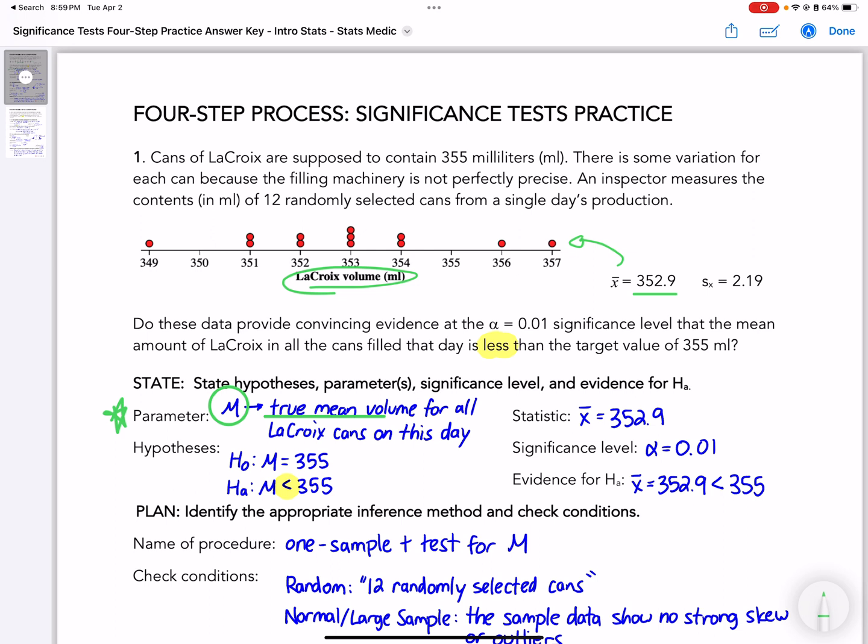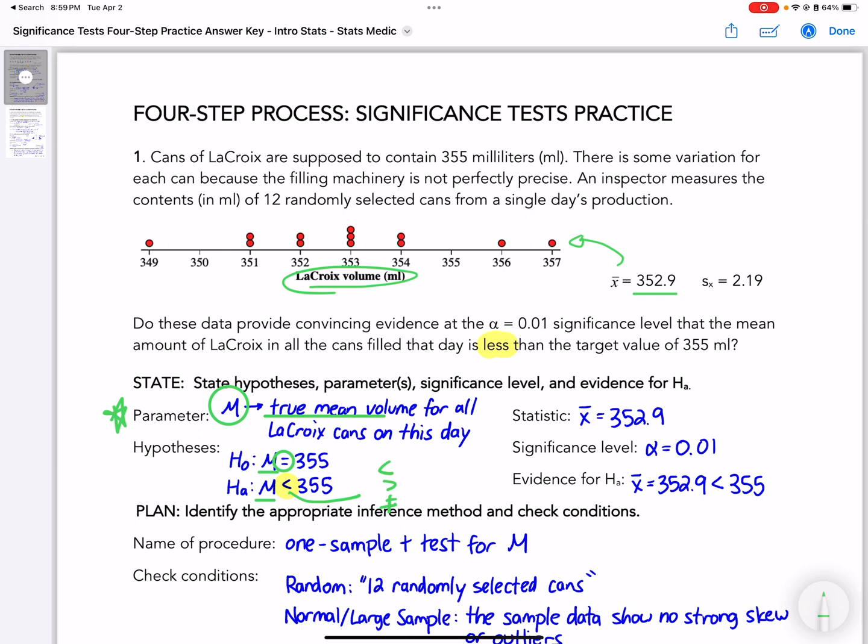Okay, for the hypothesis, it's always H0 and Ha. For H0 and Ha, when we're talking about means, you always have mu for the mean. In a second, we're going to do the other one for when it's not means. H0 is always equal, and Ha is either going to be less than, greater than, or not equal to.